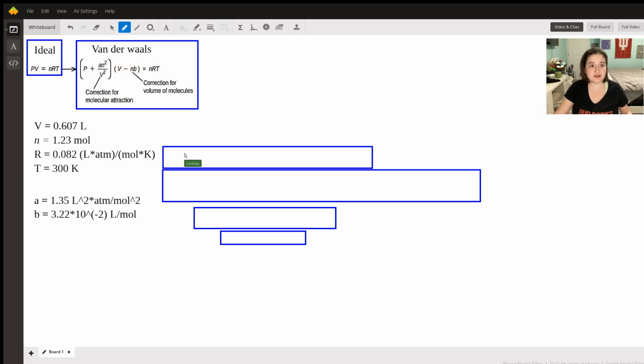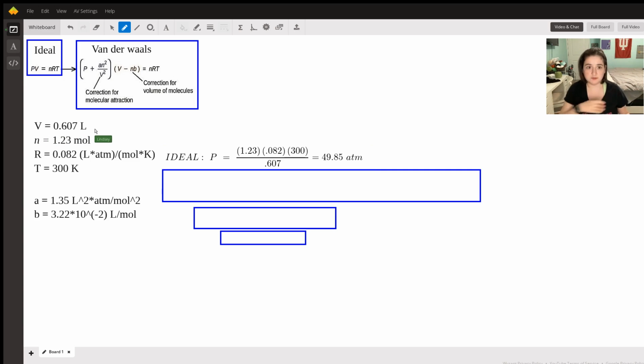Okay, so for the ideal gas law, we just plug in these first numbers over here, dividing by V from over here. So that's the 0.607. And that gives us the 49.85 atmospheres.